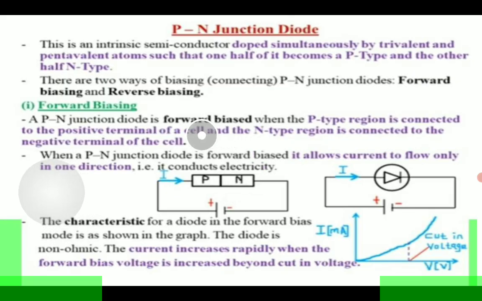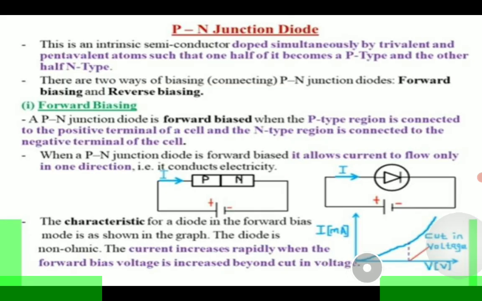I hope we are together there. All right, so the characteristic for a diode in the forward bias mode is shown in the graph here. You can see that this is not a straight line. If you plot a graph of current I versus voltage, you are going to get a curve like that, not a straight line.